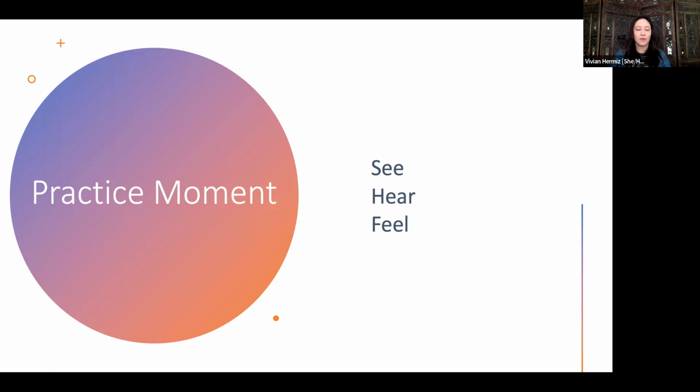Now shifting to our sense of hearing. Let's start with hearing out. That could be noises that are in the room, outside the room. You can even experiment with how far away a sound you can pick up. You can let the attention move from sound to sound, noticing its pitch, its rhythm, its volume.